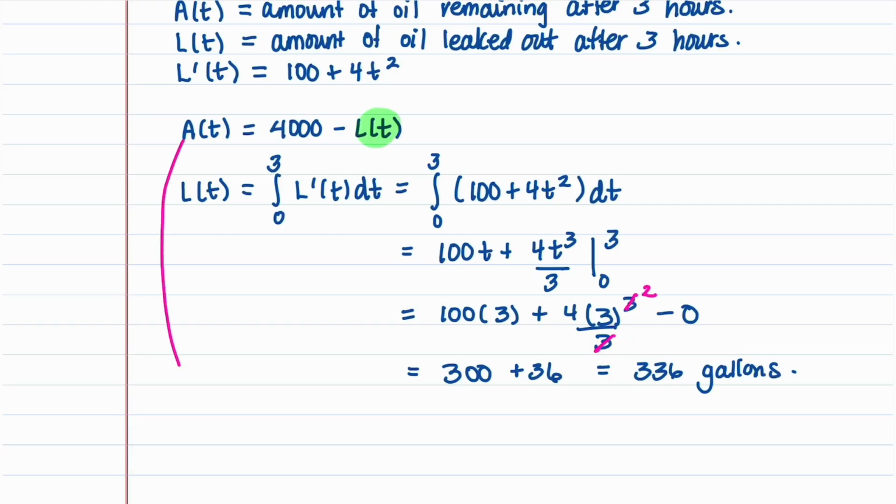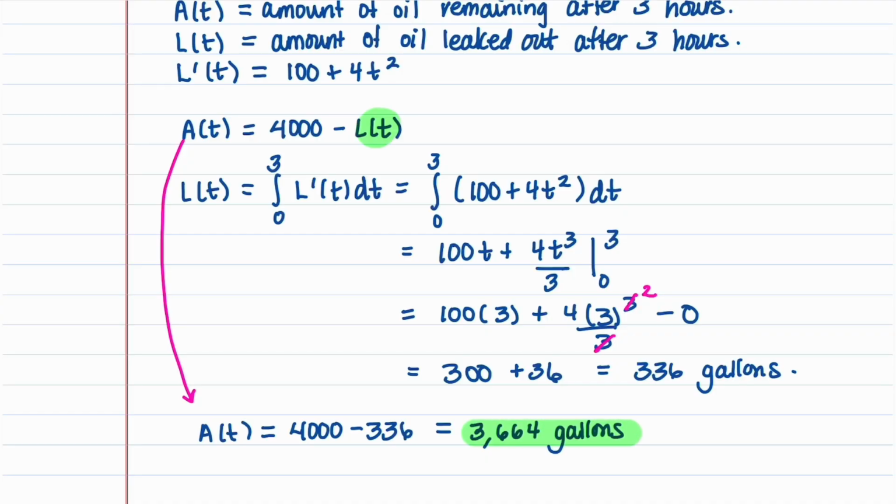Now we can find what A of t is equal to. Our A of t, that's the amount left, is going to be 4,000 minus 336. And this gives us 3,664 gallons. And that's the amount of oil that is left in the tank after 3 hours.